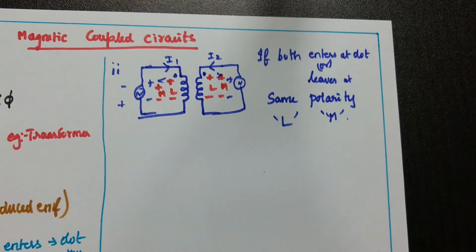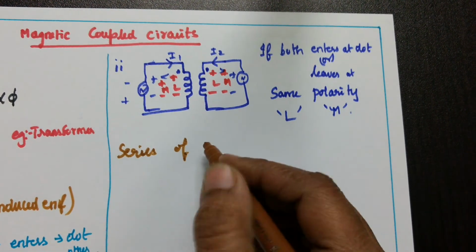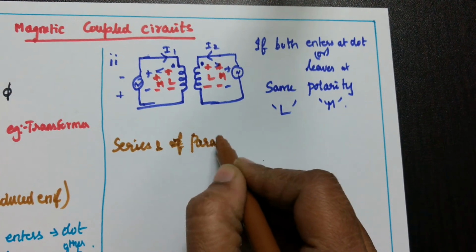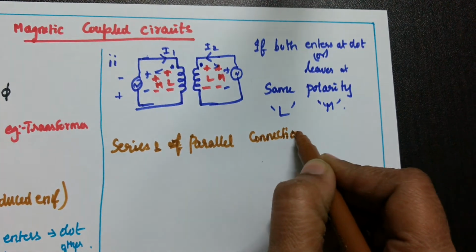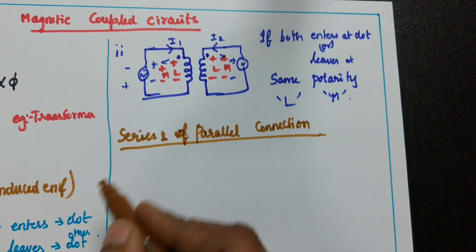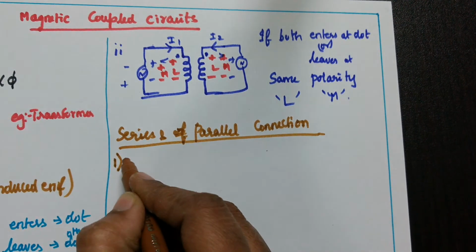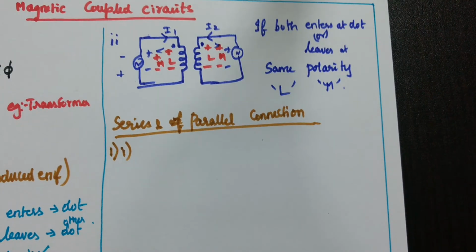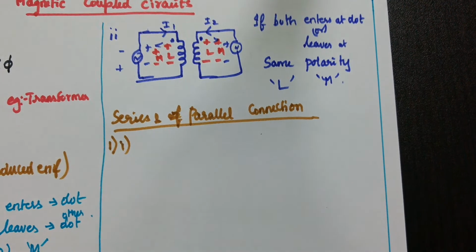So another one is series and parallel connection of coupled circuits. There are 4 cases: 2 cases for series connection and 2 cases for parallel connection. So the first one is series aiding.